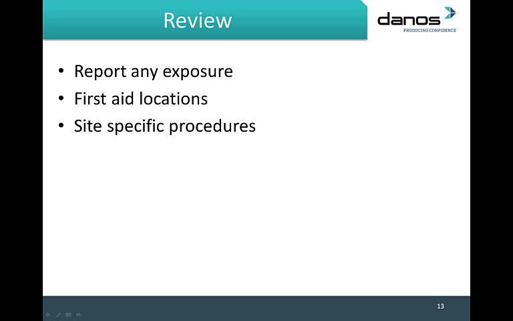If you are exposed to potentially infectious materials, report the exposure immediately to your supervisor and wash any exposed areas with soap and water. Know where first aid stations are located and know any site-specific procedures that may need to be followed.